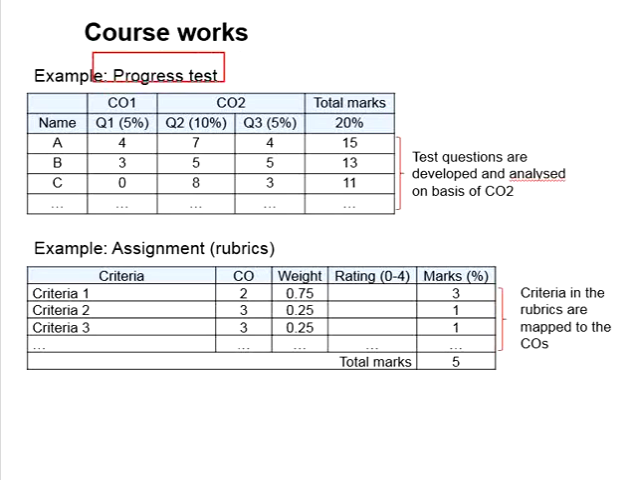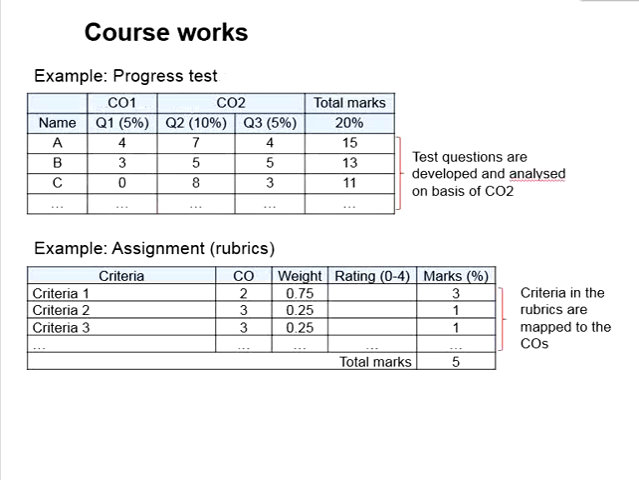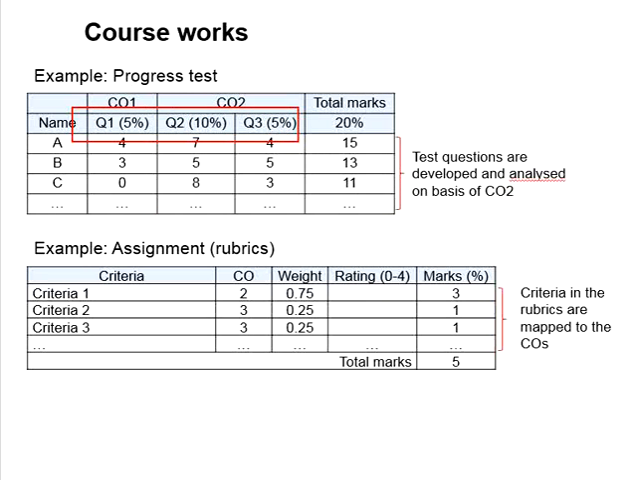Let's say now your progress test is conducted in week 7 or week 8. Make sure you indicate at the remark here that your progress test shall be conducted in week 7 or week 8. And then for your progress test, let's say you have 3 questions here. First question 5 marks, second question 10 marks, third question 5 marks. Based on the distributions of the topic outcome, and observing the correlations between the topic outcome and the course outcome, you may set the questions accordingly.